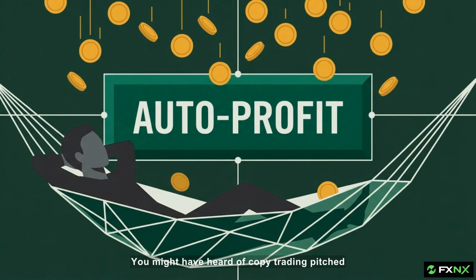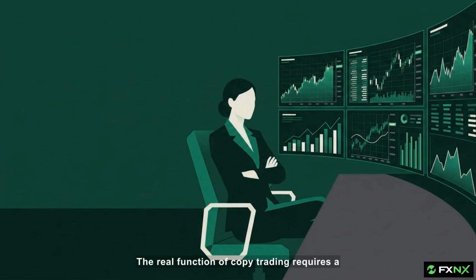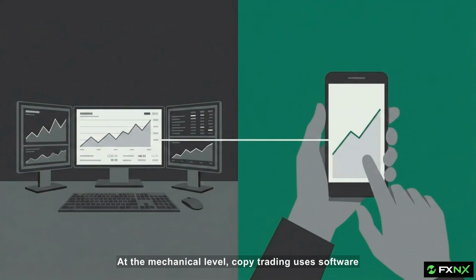You might have heard of copy trading pitched as a passive, flawless shortcut, where you just click a button and let the profits roll in. That is entirely false. The real function of copy trading requires a complete shift in how you operate. You step back from actively trading currencies, and instead you take on the role of an auditor, intelligently managing the people who do. At the mechanical level, copy trading uses software to bridge two brokerage accounts.